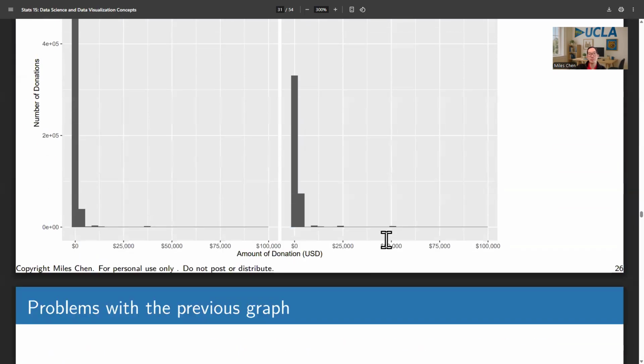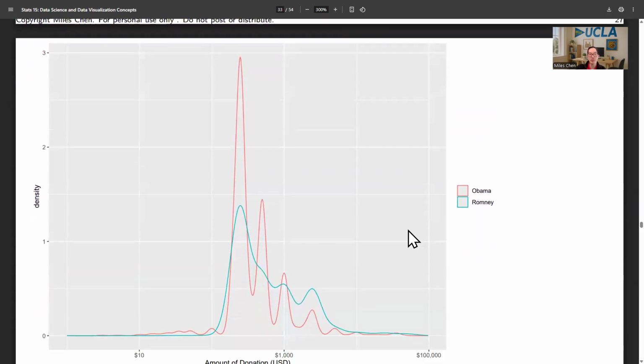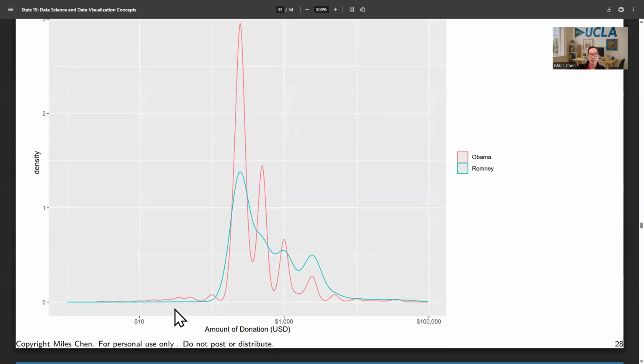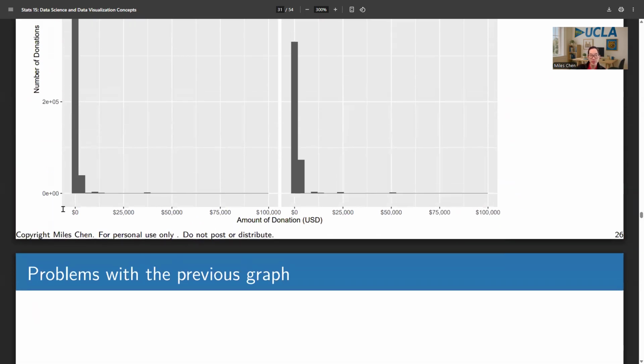And then, plotting this side by side also makes it difficult to compare. So what we can do is use a logarithmic scale on the x-axis. Rather than saying every time we move 1 inch to the right we add $25,000, which is what we're doing here, we go 1 inch to the right, add 25,000, 1 inch to the right, add 25,000.